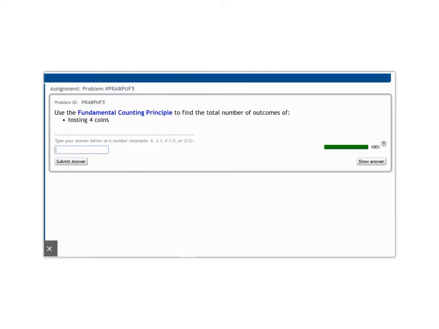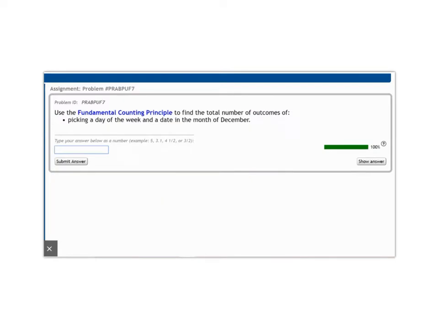Tossing 4 coins. So the outcomes for each coin toss are 2. There are 2 outcomes for each one, and we have 4 coins that are being tossed. So if we take 2 for the first coin, 2 for the second, 2 for the third, and 2 for the fourth, we have 2 times 2 times 2 times 2 is equal to 16.